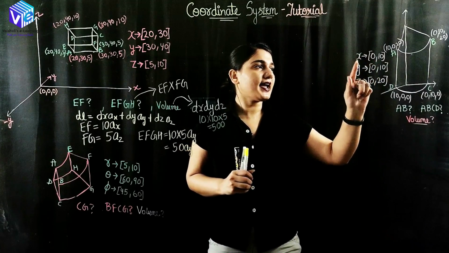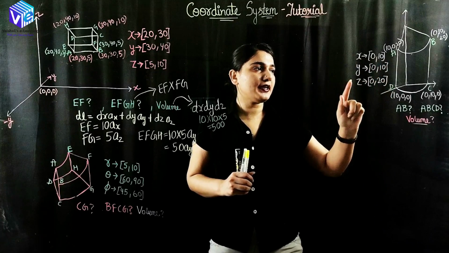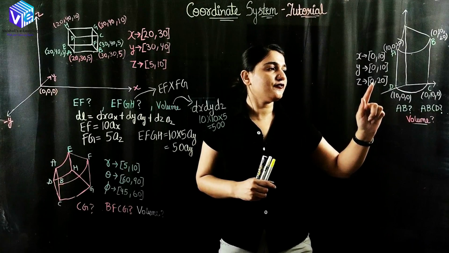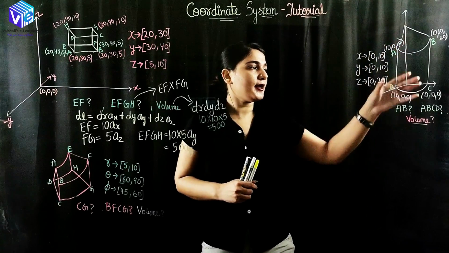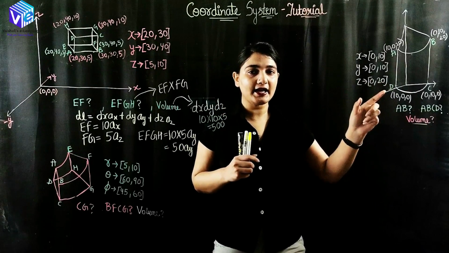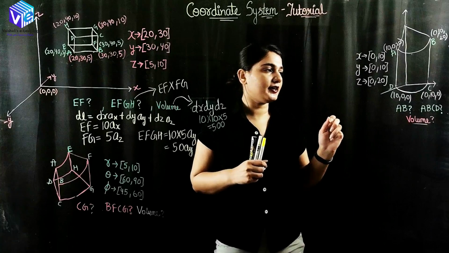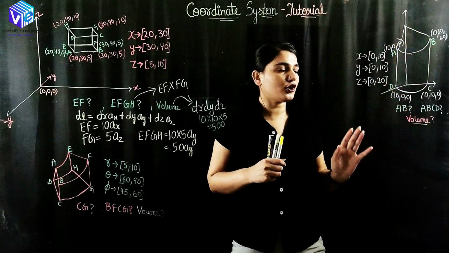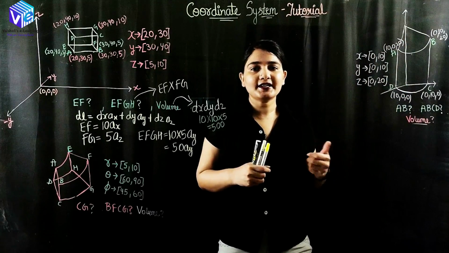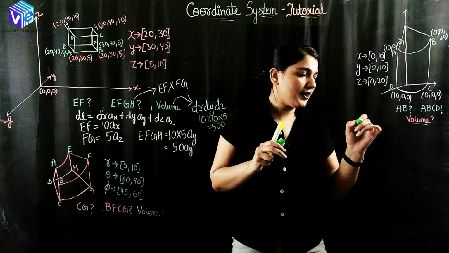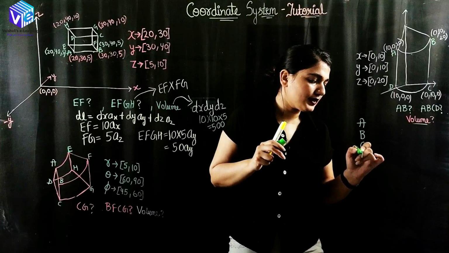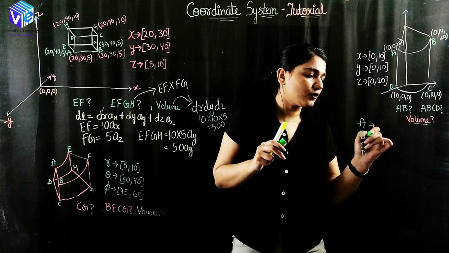Here it is given that the x coordinate varies from 0 to 10, the y coordinate varies from 0 to 10, and the z coordinate varies from 0 to 20. So this object follows cylindrical symmetry, and I want to apply the cylindrical coordinate system here. First of all, I will convert the points A, B, C as well as D to the cylindrical coordinate system.